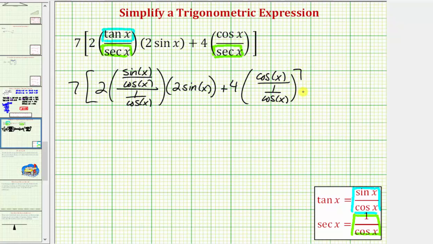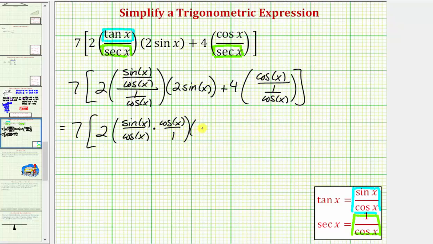So things actually look worse now because we have a complex fraction here and here, but because a fraction bar means division, instead of dividing by the fraction on the bottom, we'll write it as a multiplication problem by multiplying by the reciprocal of the bottom fraction. So we'd have 7 times 2 times the top fraction of sine x divided by cosine x. Again, instead of dividing by 1 over cosine x, we'll multiply by cosine x over 1.